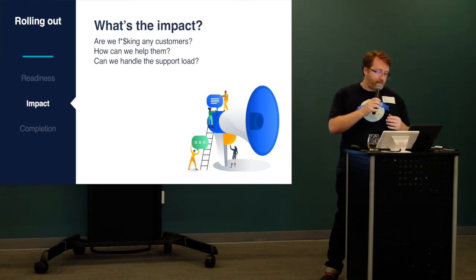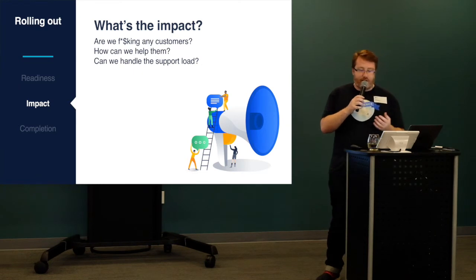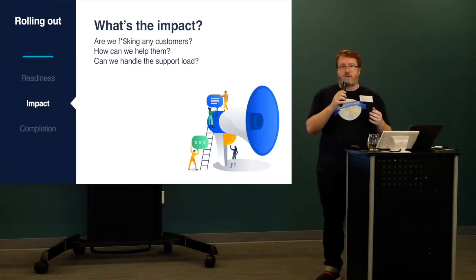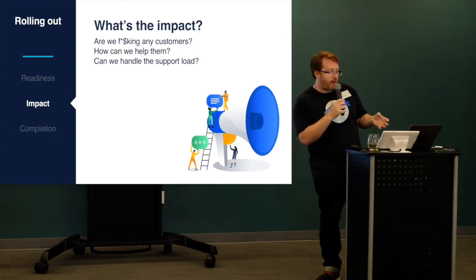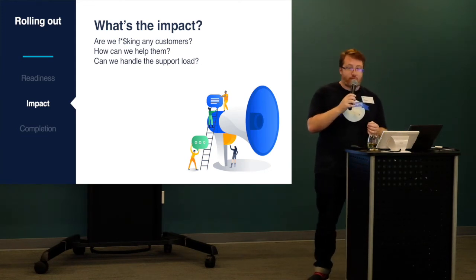So another consideration was, how can we help them? If a customer truly was negatively impacted, we need to be able to roll it back, and support were able to just go in, add the customer's site ID to a list of prerequisites, and bang, the whole site doesn't get it anymore. That was really important for customer support to be able to really help customers when the problem happens. And one of our last considerations was, can we handle the support load?